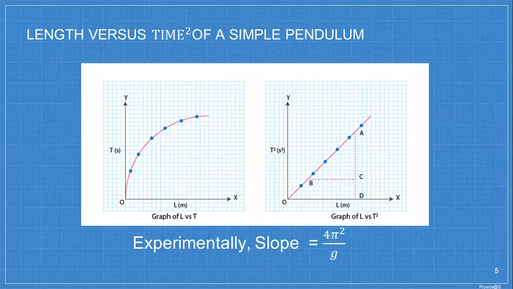Next, the length versus time square graph for a simple pendulum. If the graph between the length of the pendulum and the time period is plotted, it is a curve. To get a straight line, the square of the time period is taken. And experimentally, the slope of this graph is equal to 4 pi square upon acceleration due to gravity.